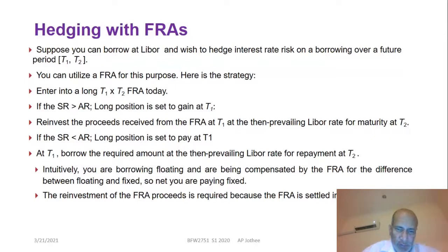Intuitively, you borrow the floating rate and are being compensated by the FRA for the difference between the floating rate and fixed rate. So the net you are paying is the fixed rate difference. The reinvestment of the FRA proceeds is required because the FRA is settled in a discounted form at T1, and you have to reinvest it to get back to T2, which comes back to square one.